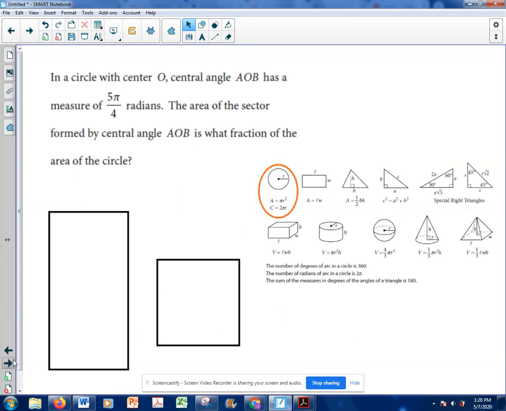Okay. So I picked a couple of SAT problems to try to make this make sense or show you where it's going to be used. So you've got a circle with center O, and central angle AOB has a measure of 5 pi over 4 radians. All right, so there's the radians. This is one of the reasons I'm teaching you this stuff, so you'll be able to answer this question on the SATs. The area of the sector formed by the angle AOB is what fraction of the area of the circle?